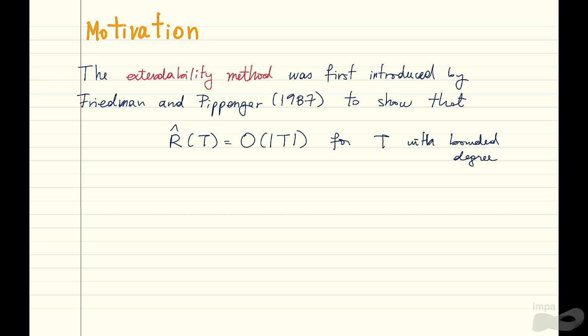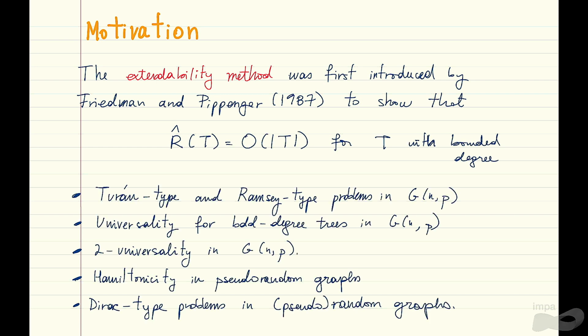Okay, so what is the extendability method? This was first introduced by Friedman and Pippenger in 1987 to show, among other things, that the size Ramsey number of bounded degree trees is linear in the number of vertices. And since then, it has been used in many, many different contexts.